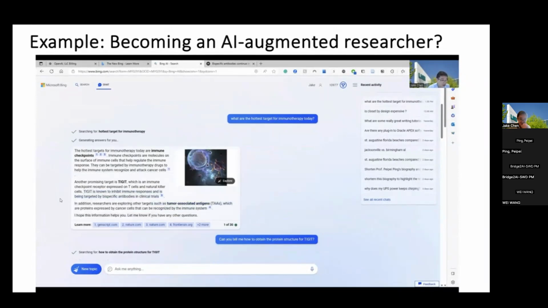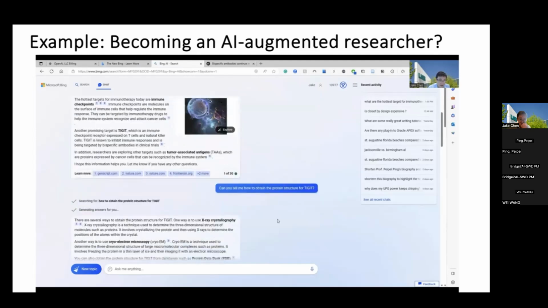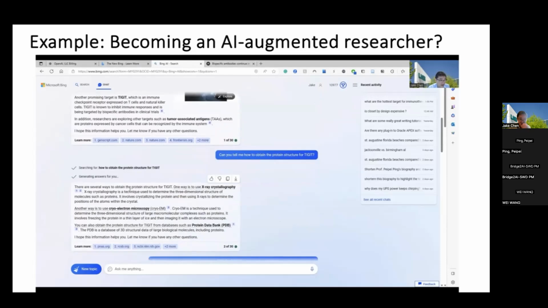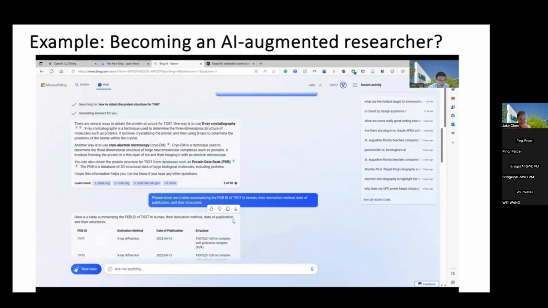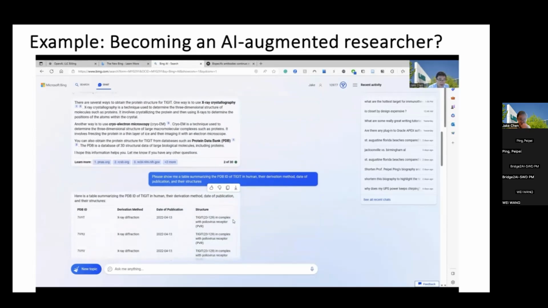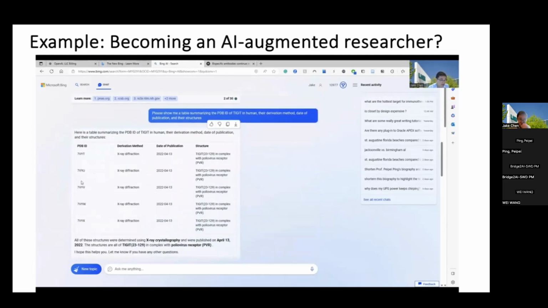Let's say I'm very interested in TIGIT, and I said, can you tell me how to obtain the protein structure for TIGIT? Now ChatGPT is giving me some vague answers, saying that there are different ways of getting the structures. The best way is to go to PDB. I've decided that I want to be lazy. So show me a table summarizing the PDB ID of TIGIT in human, their derivation methods and date of publications, and their structures.